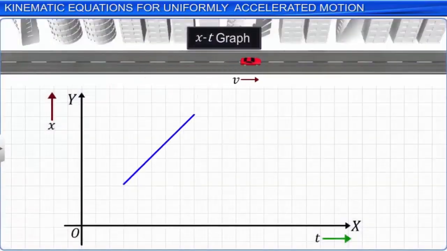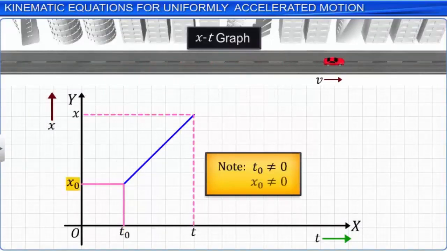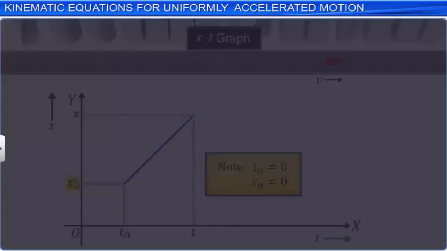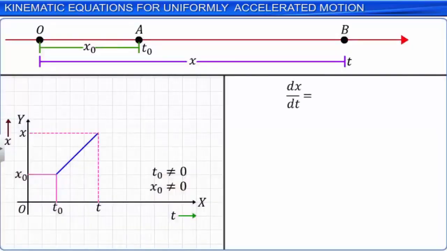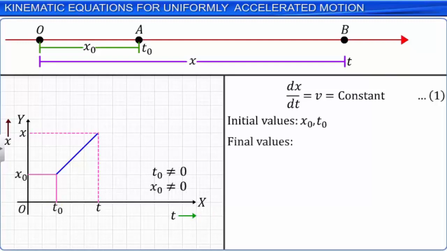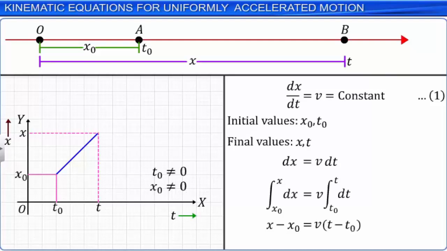Observe the xt graph. T naught is not equal to 0, and x naught is also not equal to 0. dx by dt is equal to v, which is a constant. Initial values are x0, t0. Final values are x, t. Cross-multiplying equation 1, we get dx is equal to v into dt. Integrating both sides, we get integral x0 to x dx equal to v into integral t0 to t dt. We get x minus x0 is equal to v into t minus t0. On transposing, we get x equal to x0 plus v into t minus t0.